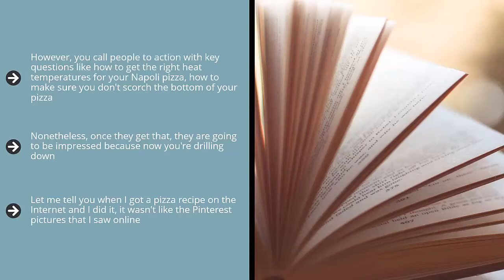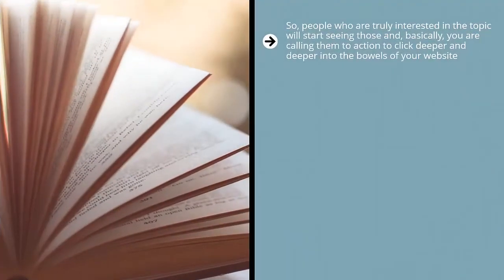That's what people are going to be looking for because now you've given them basic information and then you're cluing them in by saying, well, there are other stuff that you need to know, and if you don't do these, you're not going to get the results that you're looking for. So people who are truly interested in the topic will start seeing those, and basically, you are calling them to action to click deeper and deeper into the bowels of your website.